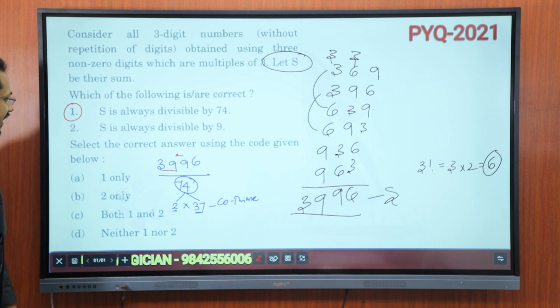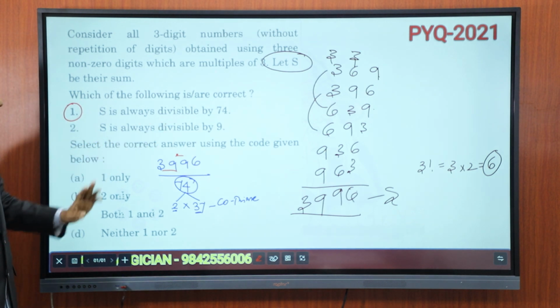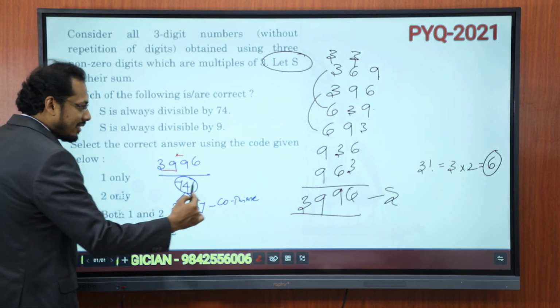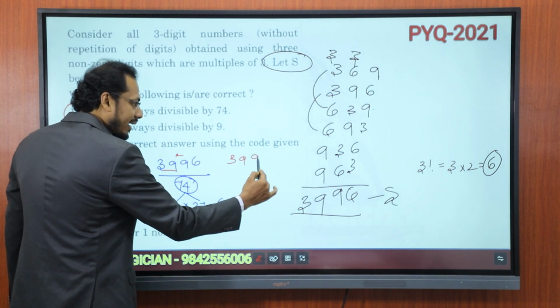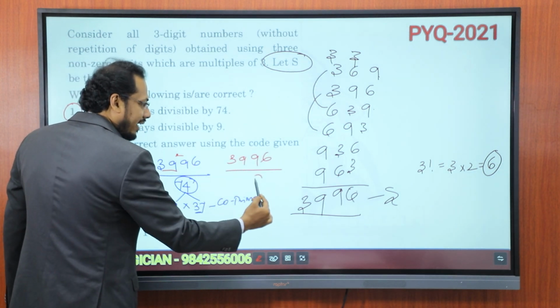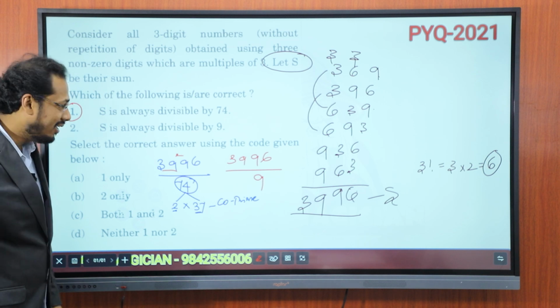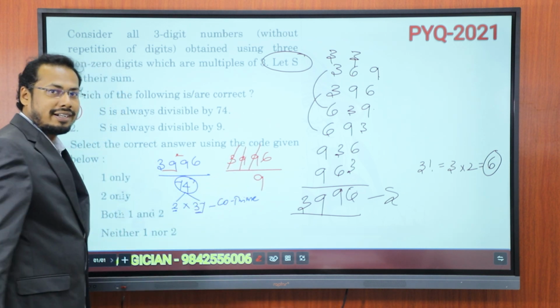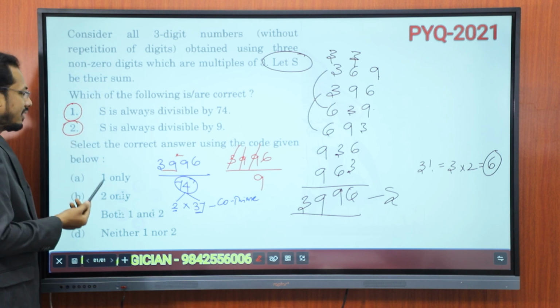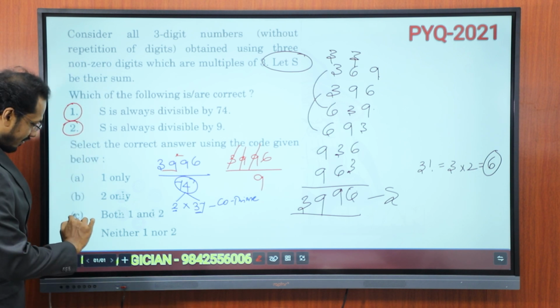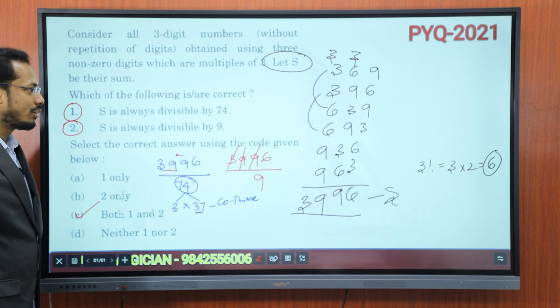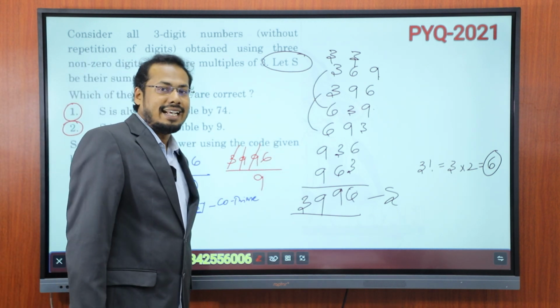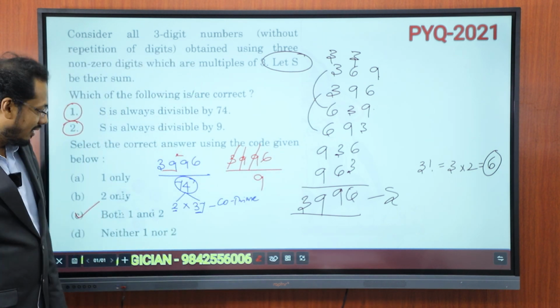This is right. And the next one, S is always divisible by 9. See, look at this, 3996 divisible by 9. What is the rule for the 9 table? Just cancel the 9. 6 plus 3 is 9. There is no remainder, so it is divisible by 9. That's it. Both are right. So both 1 and 2 are right. That is the answer for this question. Is it clear?